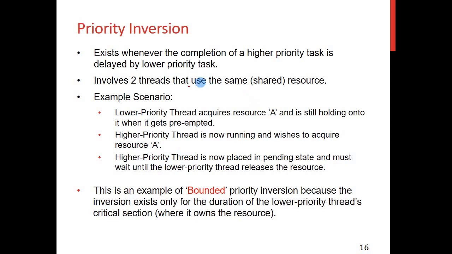Imagine that there are two tasks that use the same resource, task A and task B. So I have two tasks here, A and B, and A is lower priority and B is higher priority. A lower priority thread acquires resource A and is still holding on to it when it gets preempted. Let's assume that at time t equals 0, B was already in the block state, so it's going to carry on in the block state for a while, and A at time t equals 0 is running.